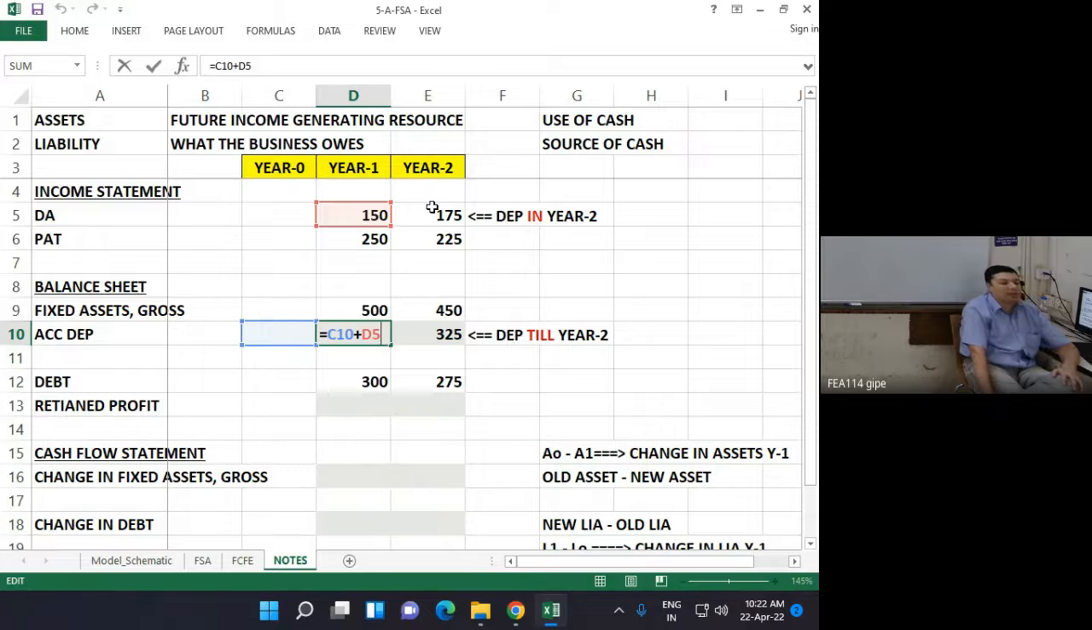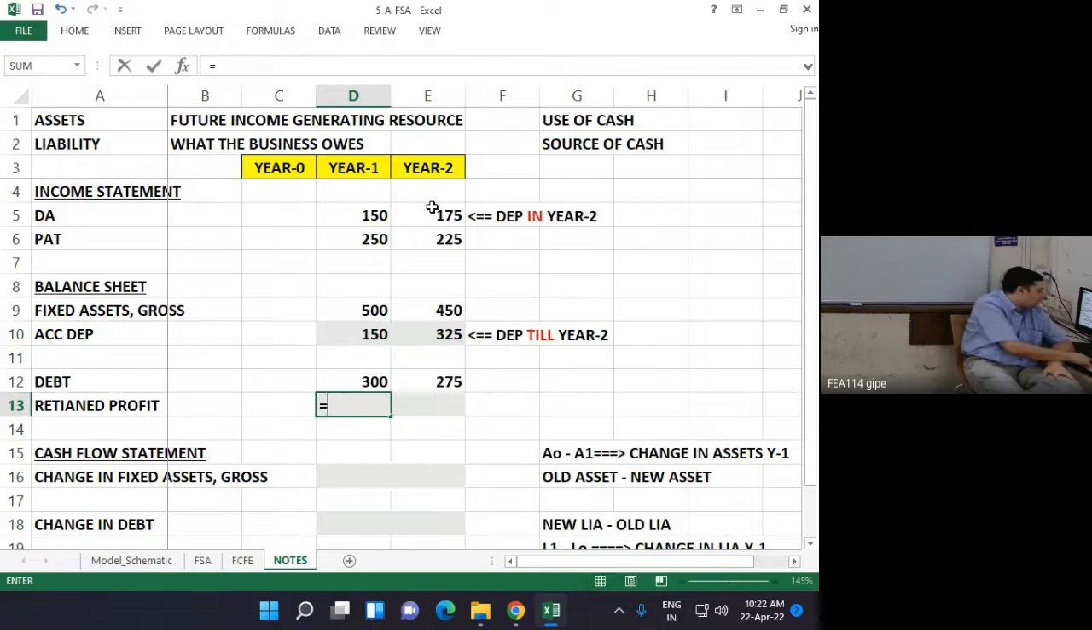So this is how cumulative entries need to be made. Anything that goes into the balance sheet will always go in the same form. Similarly, retained profit. आज तक कितना profit retain किया? पिछले साल तक जितना किया था वो plus current year का PAT. If there is a dividend that the company gives, that will get subtracted.